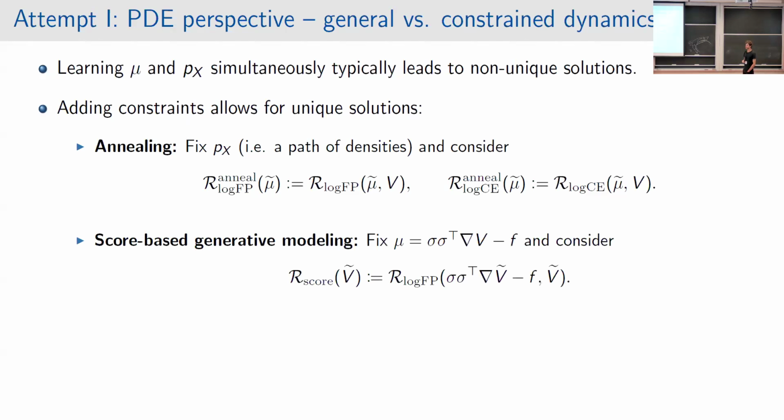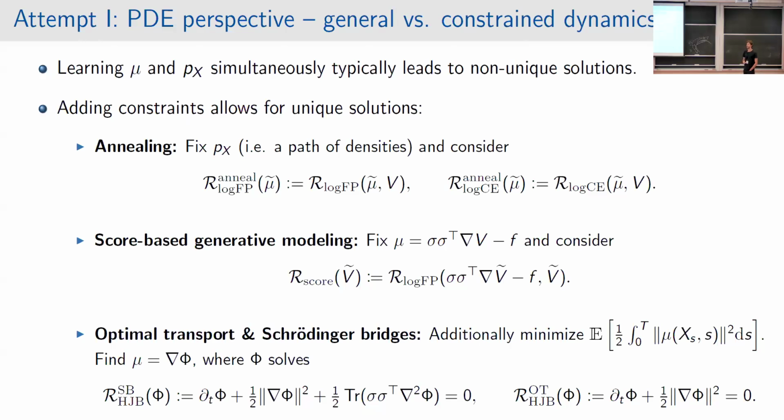Another idea we just heard in the previous talk is score-based generative modeling, which I will also comment on in a minute again, but for now, just believe me, if I fix my mu like this with an f suitably chosen, for instance, f could be minus x, as we saw before, then basically my loss reduces to a loss where I only have to learn v, because I have basically prescribed my density mu, right? So this also gives me unique solutions.